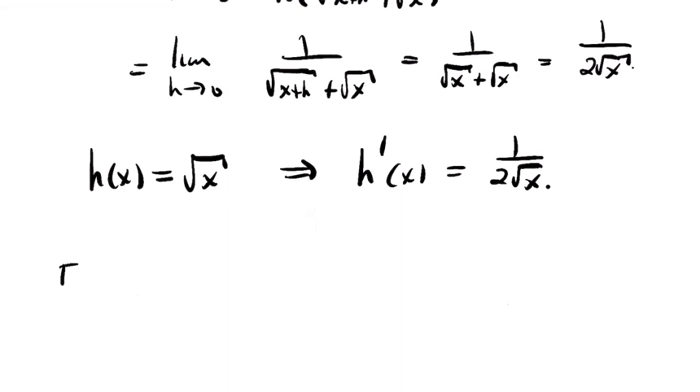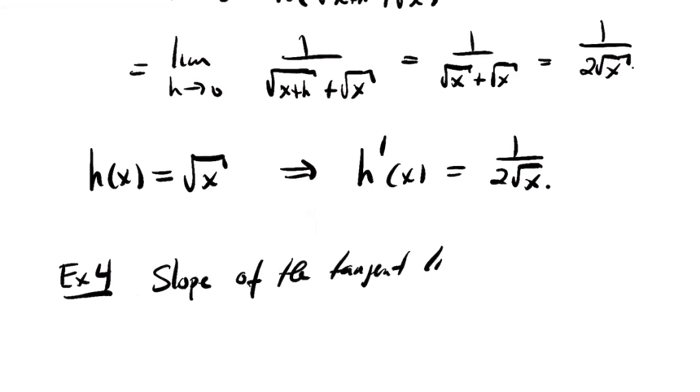Like, for example, if somebody asked you, hey, what's the slope of the tangent line? Sorry, my handwriting's messy, but I don't want to make this video last forever while I try to print neatly. What's the slope of the tangent line to the graph of h of x at the point, I don't know, 36, 6. Square root of 36 is 6.